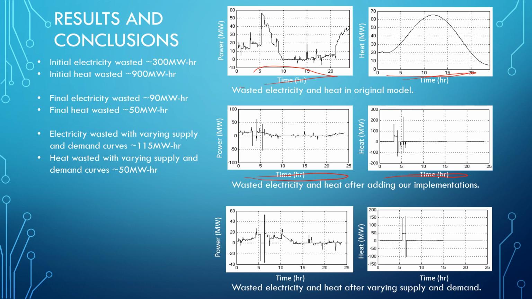Then we also varied the demand curves as well as the wind supply to see how our model would perform under different conditions, and we were able to keep the results well below what the original model provided. The electricity ended up with a maximum of around 115 megawatt hours wasted, and the heat stayed at about 50 megawatt hours of wasted heat.